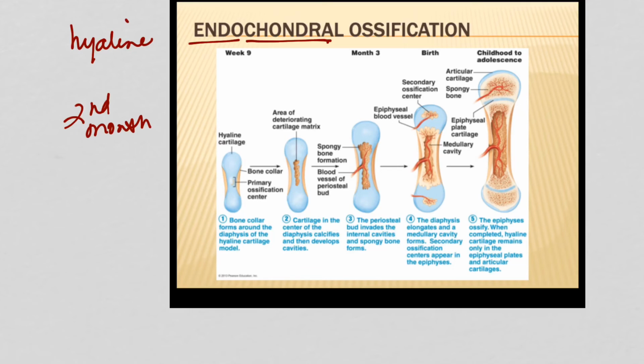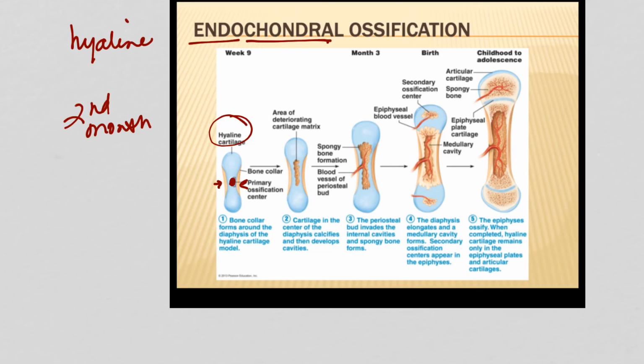So what's important to know about this? This is kind of showing you a long bone. It's made up of hyaline cartilage. See how it resembles the same shape of a long bone, but it's just hyaline cartilage instead of bone. So what you're going to have happening is a bone collar is going to form around the diaphysis of the hyaline cartilage model.